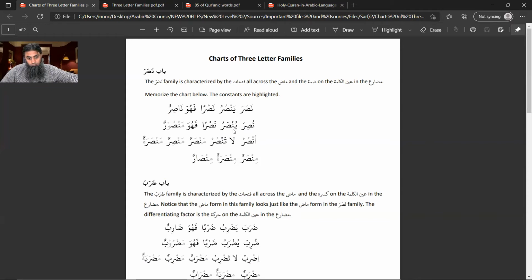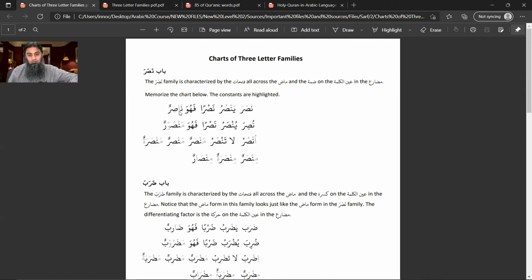So 3 and 4, they're nouns, right? Nasran and Nasirun. Yes, the noun. But what's the difference between these two, Nasran and Nasirun? Okay, sister, Nasran means helping, just the word helping, and Nasirun means the one who helps.